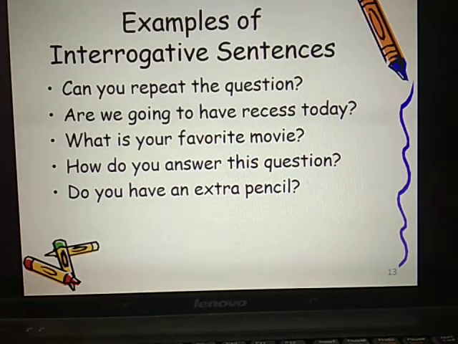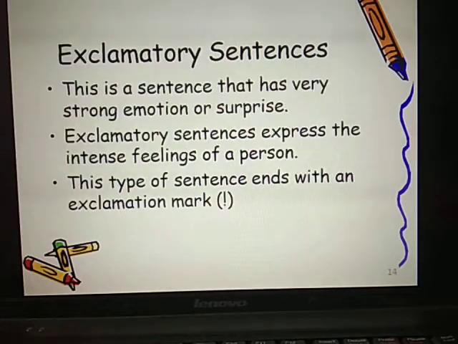Are we going to have recess today? What is your favorite movie? How do you answer this question? Do you have an extra pencil? All these are ending with a question mark. What is an exclamatory sentence?